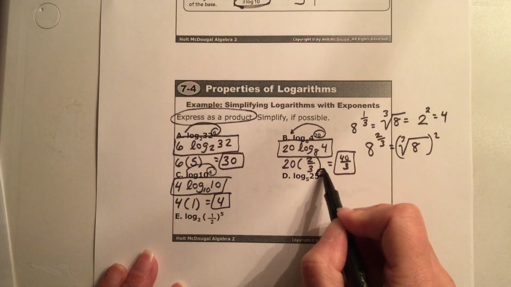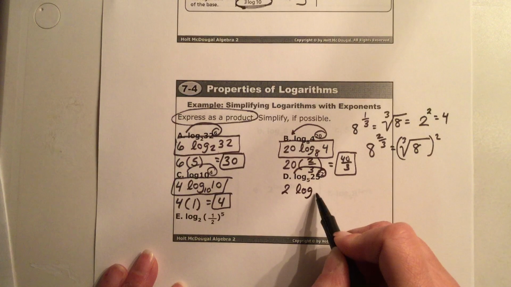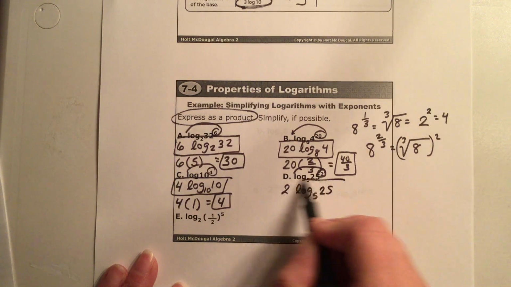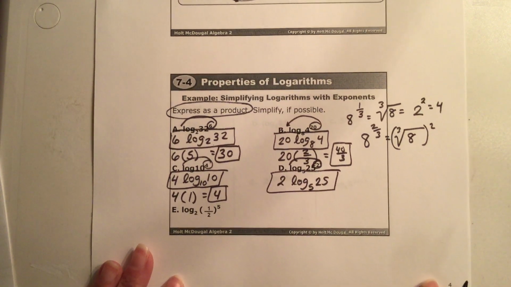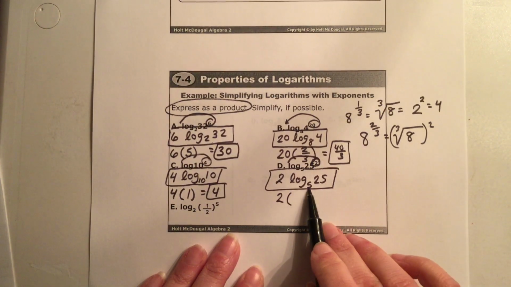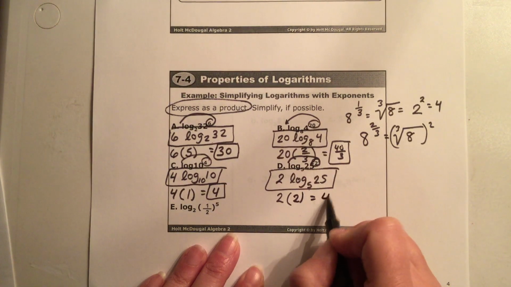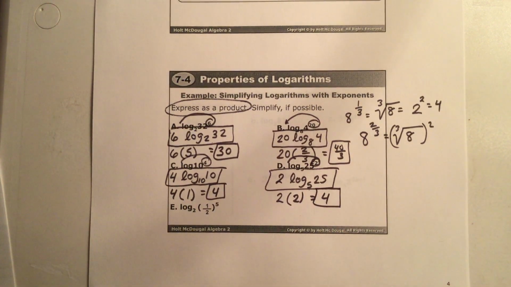Next, my exponent is a 2. Exponents come out front. So 2 times log base 5 of 25. There's the product. You rewrote it. Now we evaluate it. 2 times 5 to the what power gets you to 25? Well, that's a 2. 2 times 2 is 4.